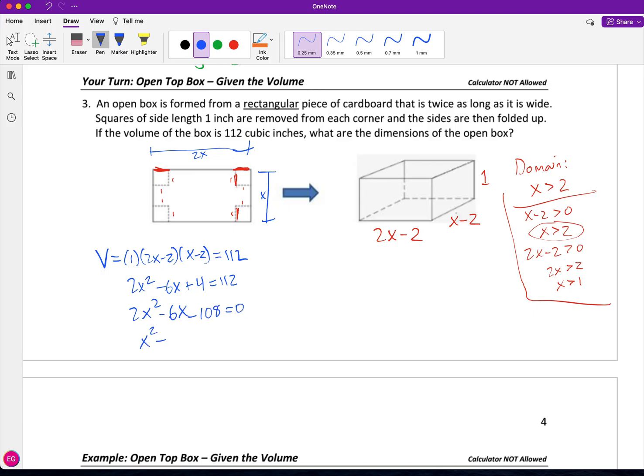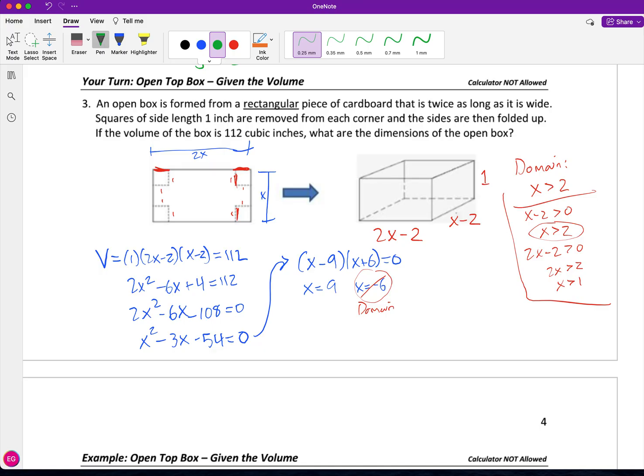And then let's divide everything by 2 to make our lives easier. So we have x squared minus 3x minus 54. This feels super factorable to me. So I think we'll try to factor it, right? I think we're going to get x minus 9, x plus 6 equals 0, which is going to give me an x equals 9 and an x equals negative 6. And then because we did that domain thing earlier, we can cross off that value because we know that that will not work because of our domain.